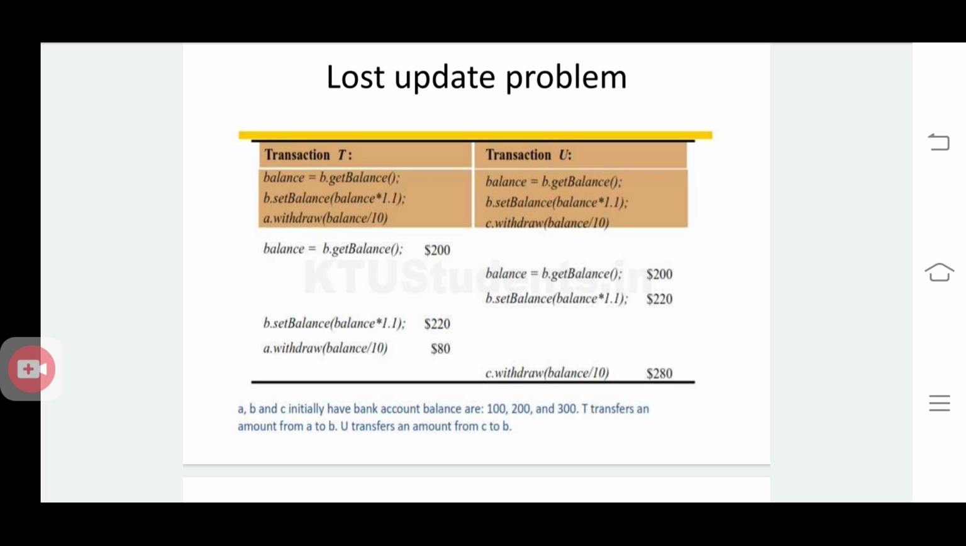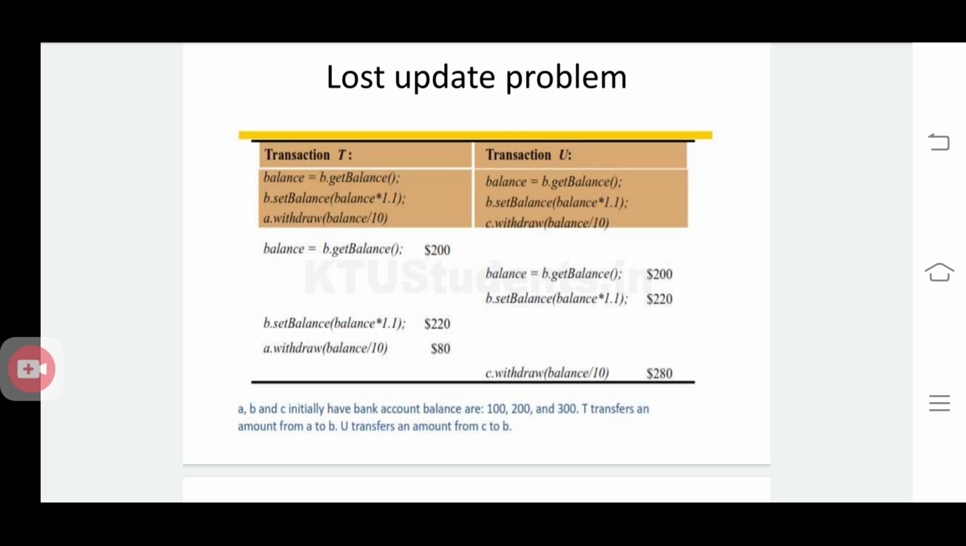Then transaction T's operation is setting the balance, balance times 1.1, that is 220. Why is it 220? Because in transaction T it already accessed the old balance as 200, right? Then withdrawing from the balance of A is 80. $20 is transferred from A to B. Next, in transaction U, withdrawing the balance of C. Actually $20 is transferred from C to B, that is 220.